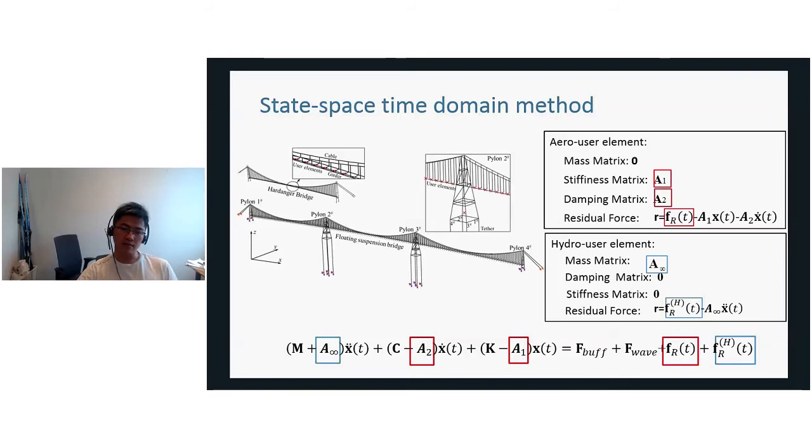The A1 and A2 are defined as the stiffness and damping matrices of the aero user element. And F_R is defined in the residual force of the user element. And A infinity is defined as the mass matrix of the hydro user element. Now we can do some simulations and calculate the response of the bridge in the time domain. And also the user element method is very convenient to simulate some nonlinear drag dampings.